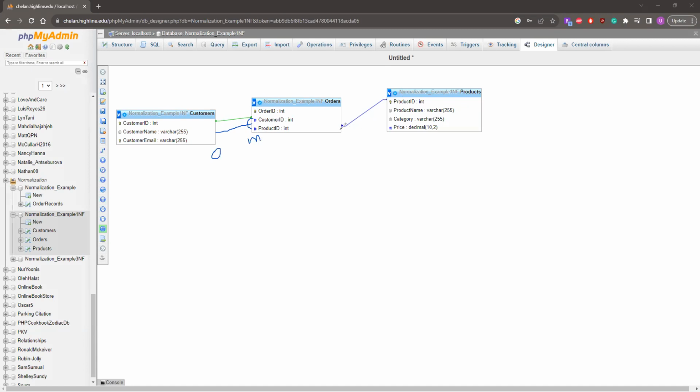And same thing here. This is going like this. My handwriting is really bad. But so this is many, and this is one. So you could have product. There could be a lot of products in each order, right? So an order could have a lot of products, but a product will only have one order at a time. So that's how you would read this.